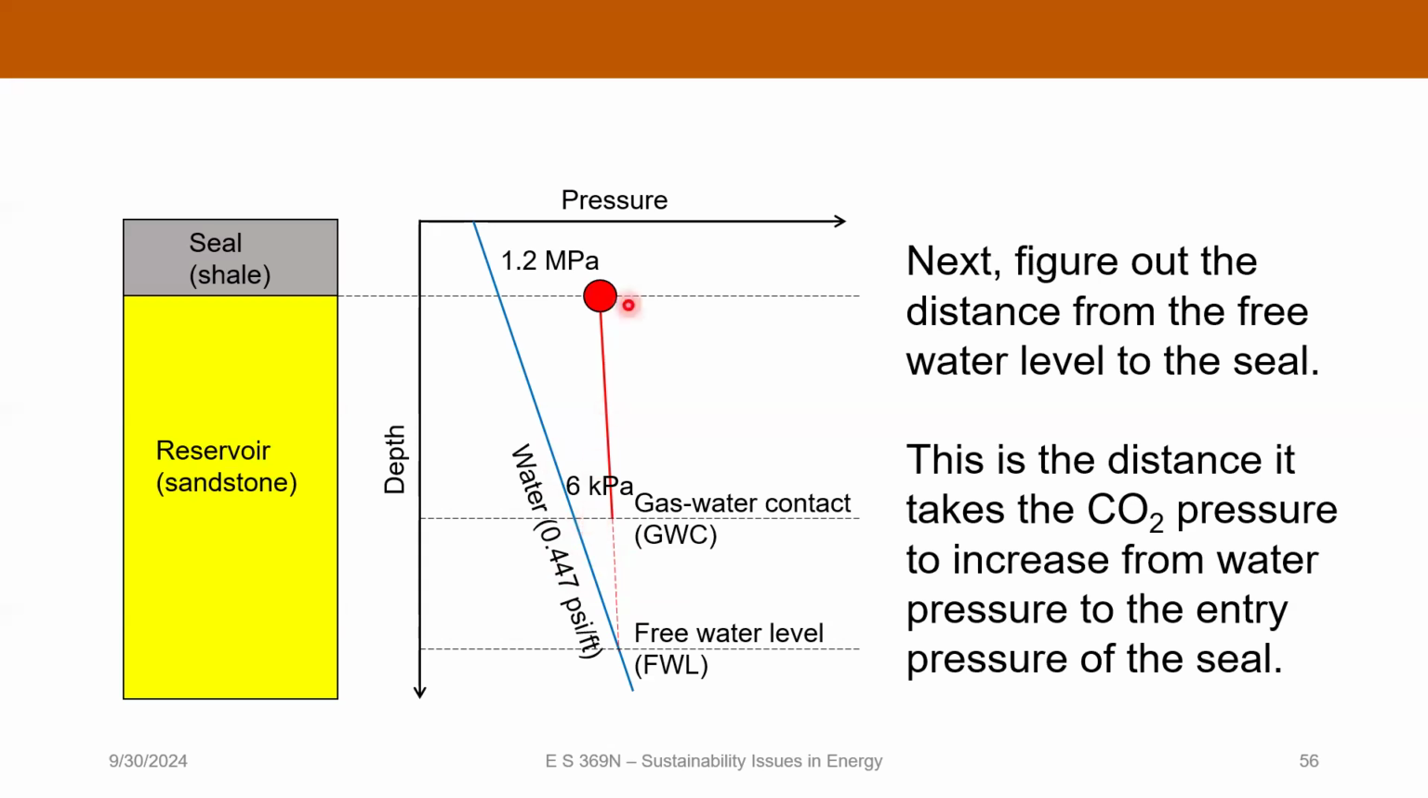Now we need to figure out what this distance is between the base of the seal and the gas-water contact. The way to think about this is both the water pressure and the CO2 pressure are increasing, but their difference is actually decreasing as you get deeper. We need to figure out what that rate of decrease is and how far it would take us to go from 1.2 MPa to 6 kPa. That's the basic strategy here.